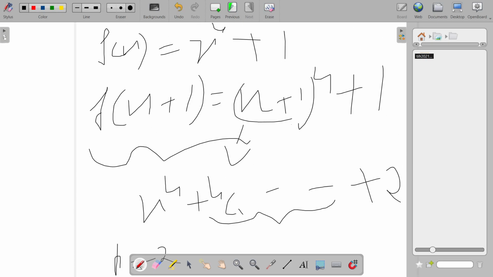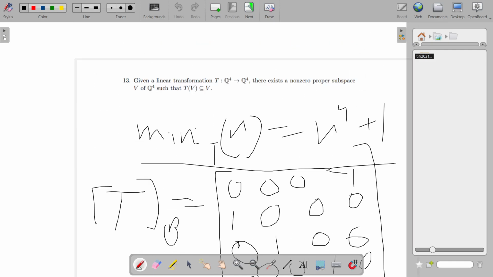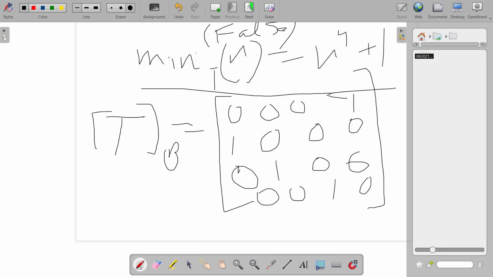So basically we are done. If we take T to be this, there does not exist any non-zero proper invariant subspace. So this statement is false. Yes, I think so.